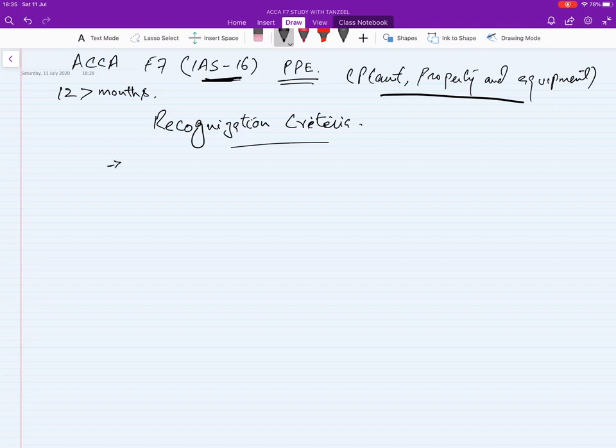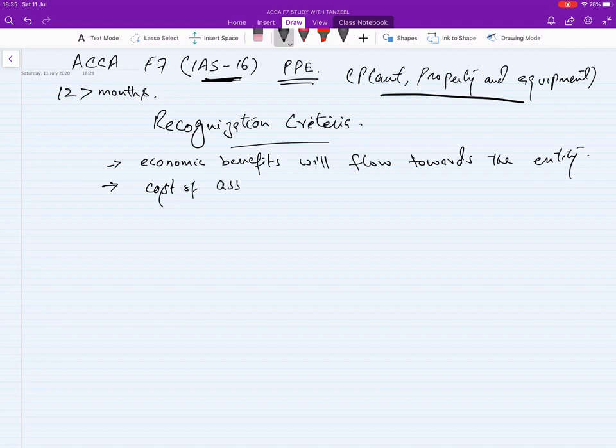If because of this asset, economic benefits will flow towards the entity. And the second criteria is the cost of the asset can be measured reliably. So these two are the criteria.